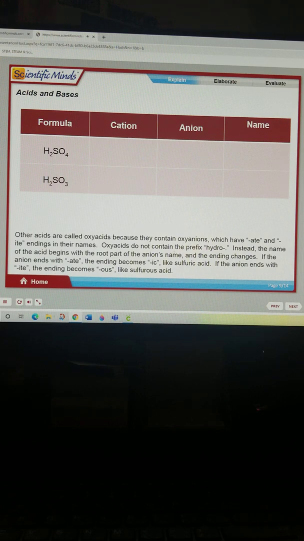Other acids are called oxyacids because they contain oxyanions, which have ate and ite endings in their names. Oxyacids do not contain the prefix hydro. Instead, the name of the acid begins with the root part of the anion's name, and the ending changes. If the anion ends with ate, the ending becomes ic, like sulfuric acid. If the anion ends with ite, the ending becomes us, like sulfurous acid.